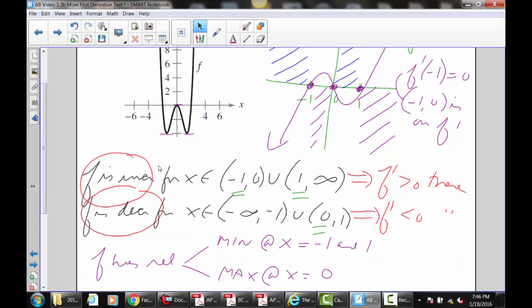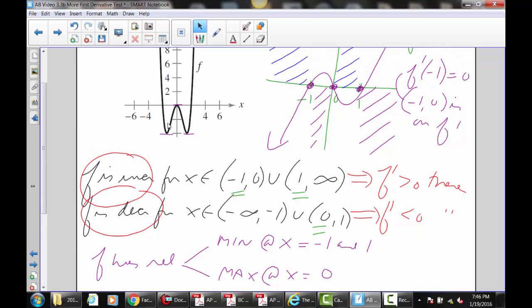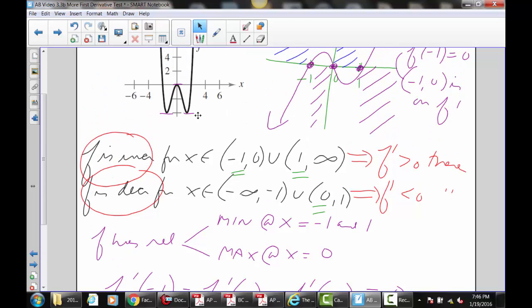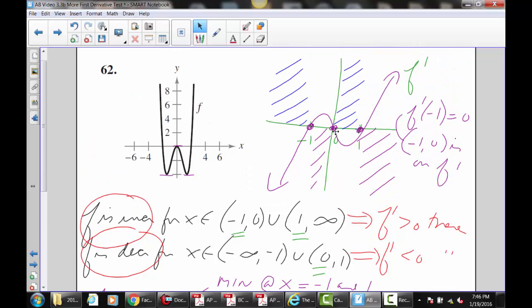Now I also know there are relative extrema here. There are two relative mins, one at x equals negative 1 and one at x equals 1, and there's a relative max at x equals 0. It's very obvious that the derivative at those locations is 0. So that means f prime of negative 1 equals f prime of 1 equals f prime of 0, all equal 0. All these slopes are 0, so on the graph of f prime at negative 1, 1, and 0, we have basically x-intercepts. So we have those 3 points.